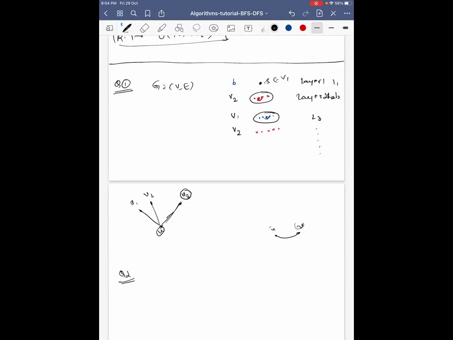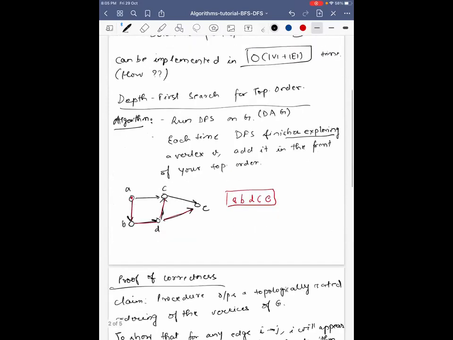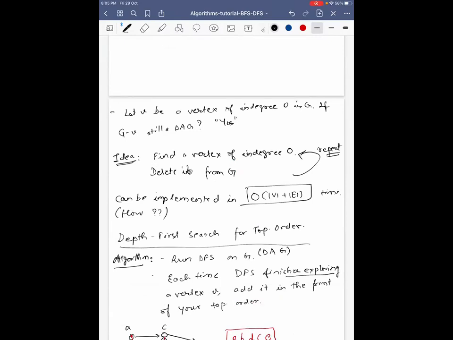Sir, before the next question, hello. Sir, you said that there was a method of removing the in-degree zero vertex and doing topological sort in that way. In which question? Sir, in topological sort. Okay. Sir, can we run DFS with the directions of the edges flipped?